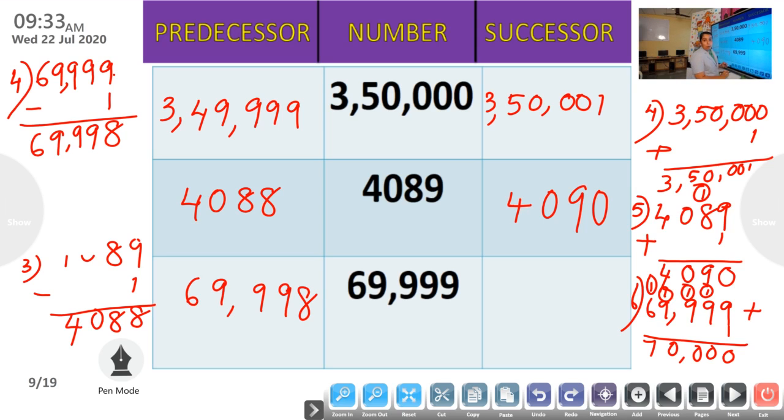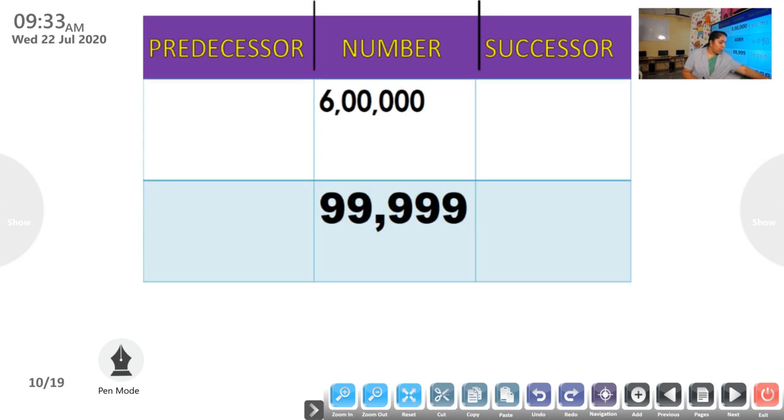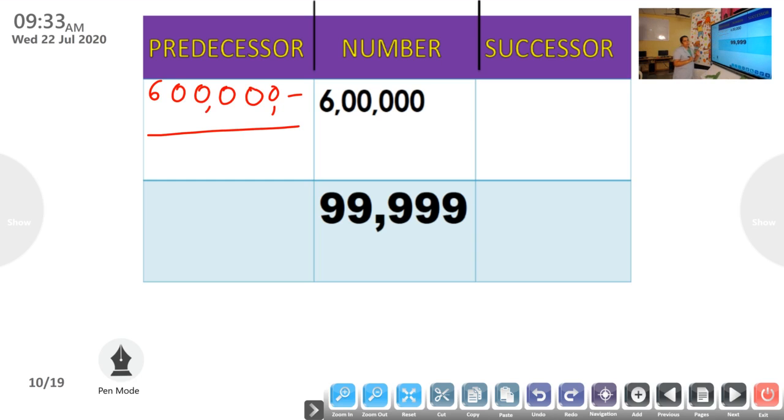So successor of 69,999 is 70,000. Is it clear? What is the successor of 69,999? 70,000. Is it clear? So next we are going to learn the successor and the predecessor. How do you write the successor and predecessor? So predecessor, how do you write? Given number minus 1. Yes, given number minus 1. Given number minus 1, find out the predecessor.